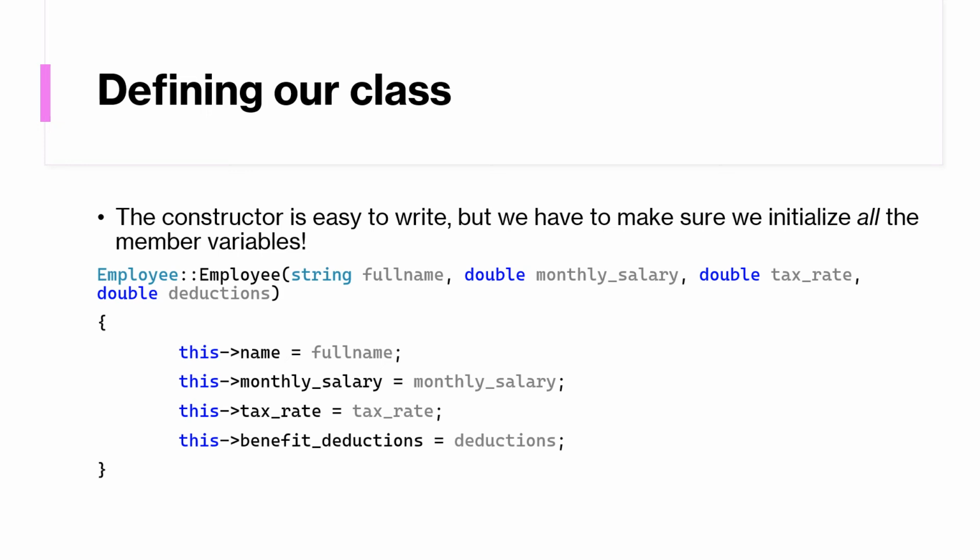Now, the constructor is very easy to write because it's just assigning values to all of our member variables, but we have to make sure we initialize all of them. So we have 4 member variables: name, monthly salary, tax rate, benefit deductions, and you'll notice that we have 4 lines of code for that. 1, 2, 3, 4.